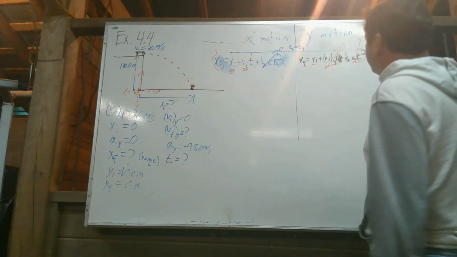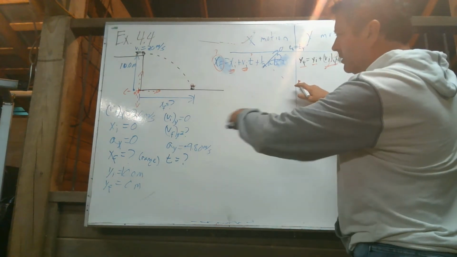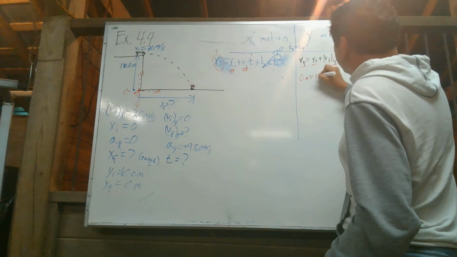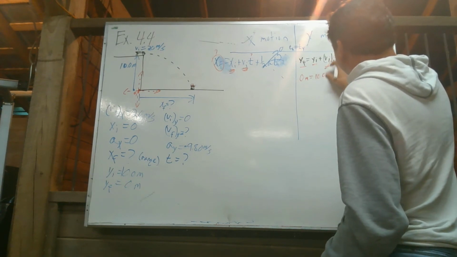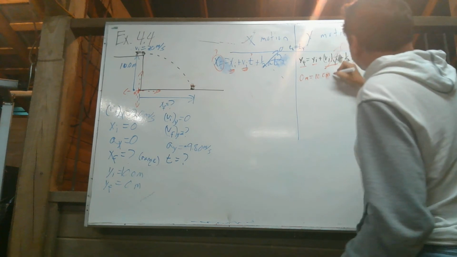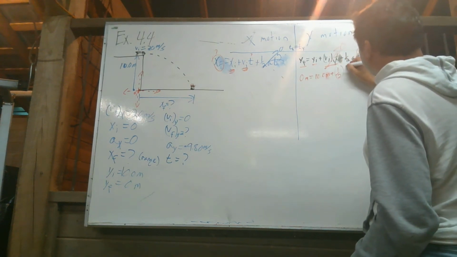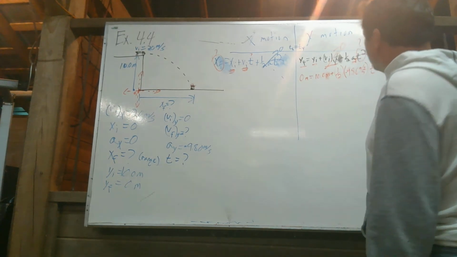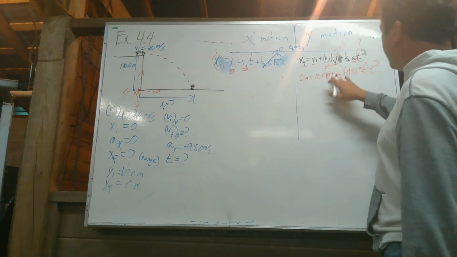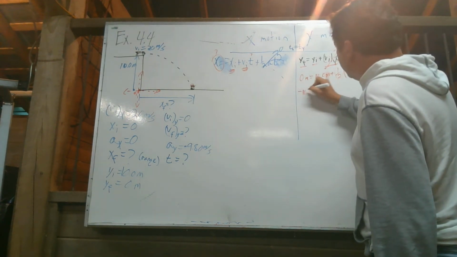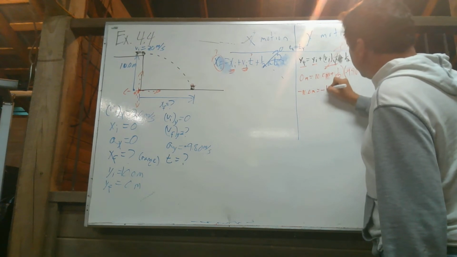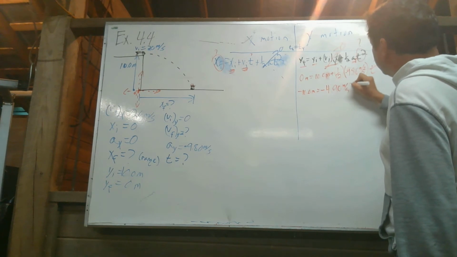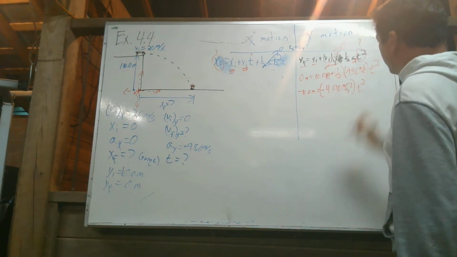So let's do that. Okay, y final is 0. Y initial is 10.0 meters plus 1/2 acceleration, which is minus 9.80 meters per second squared, times time squared. I'll move this to the other side. I'll take half of that. And I'll get minus 10.0 meters equals minus half of 9.8, which is 4.90 meters per second squared, times the time squared.